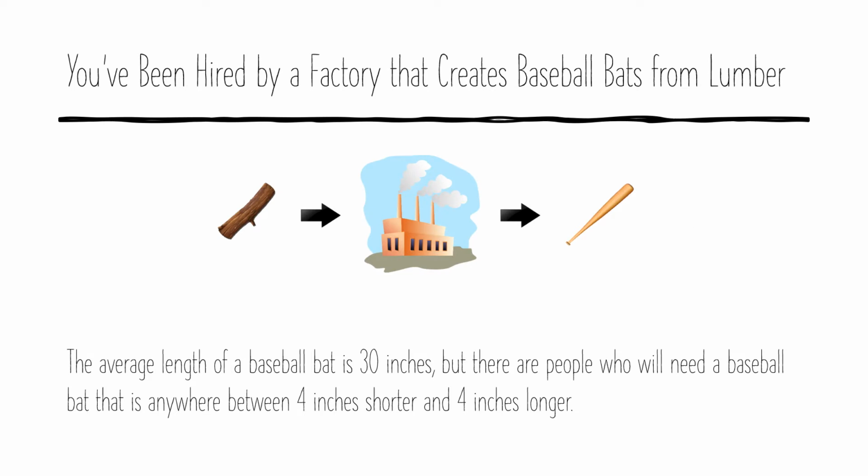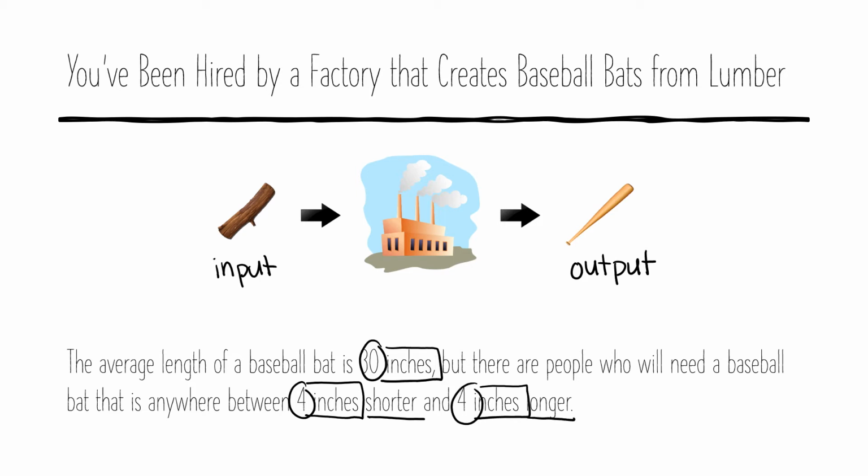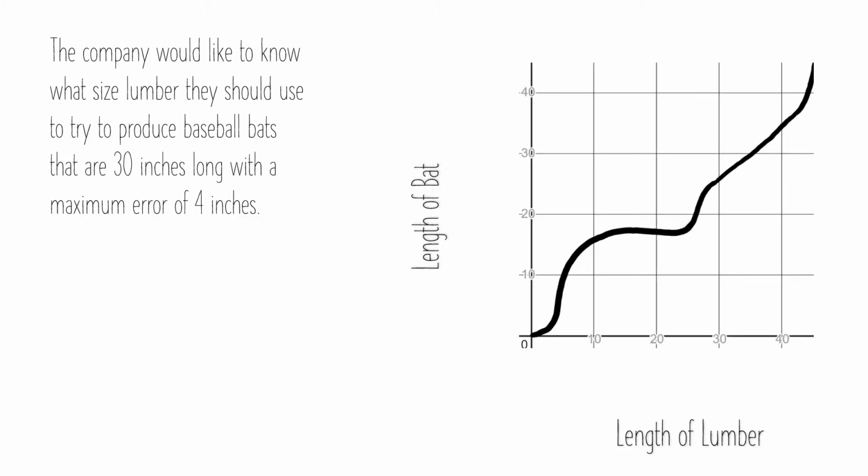So you've been hired by a factory that creates baseball bats from lumber. So we input lumber and we output baseball bats at this factory. The average length of a baseball bat is 30 inches, but there are people who will need a baseball bat that is anywhere between 4 inches shorter and 4 inches longer. So the goal is 30 inches, but we're okay if it's 4 inches shorter or 4 inches longer because somebody will buy that baseball bat. The company wants to know what size lumber they should use to try to produce baseball bats that are 30 inches long with a maximum error of 4 inches.